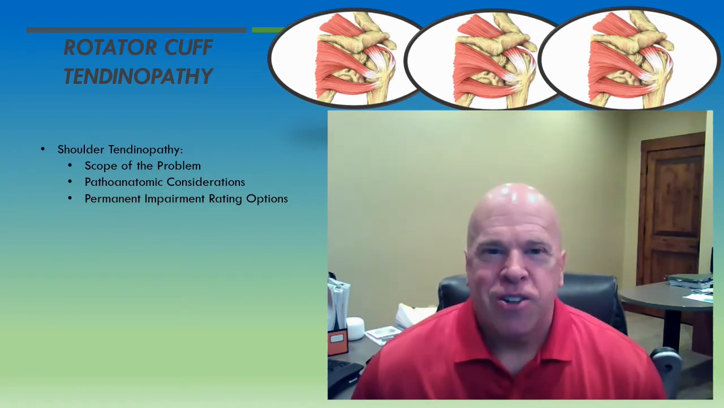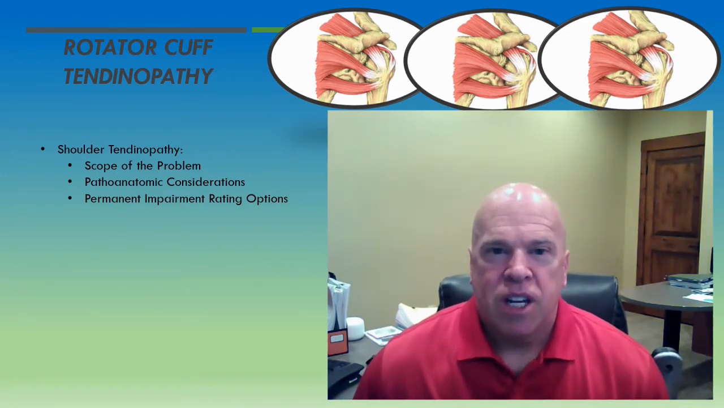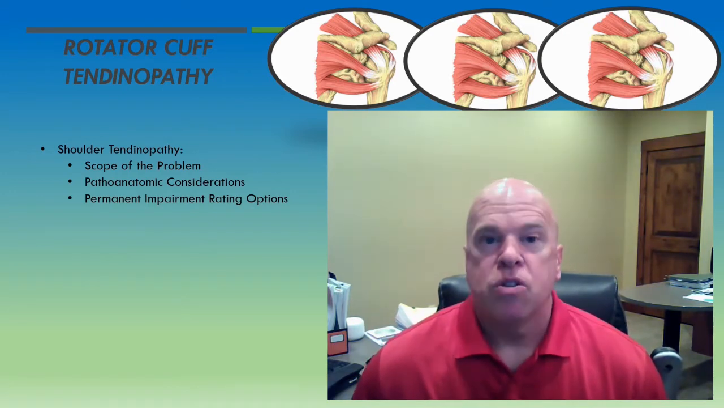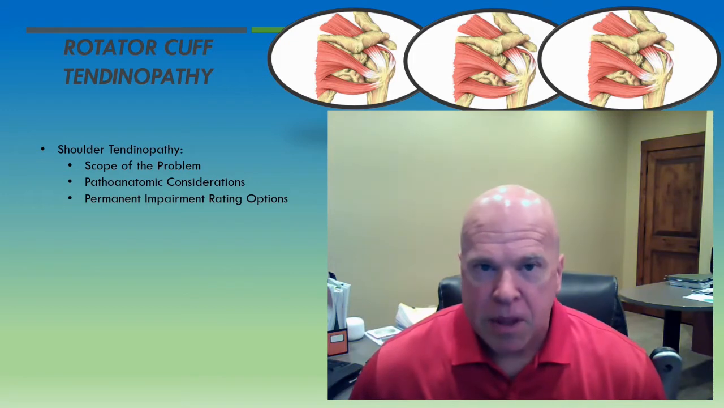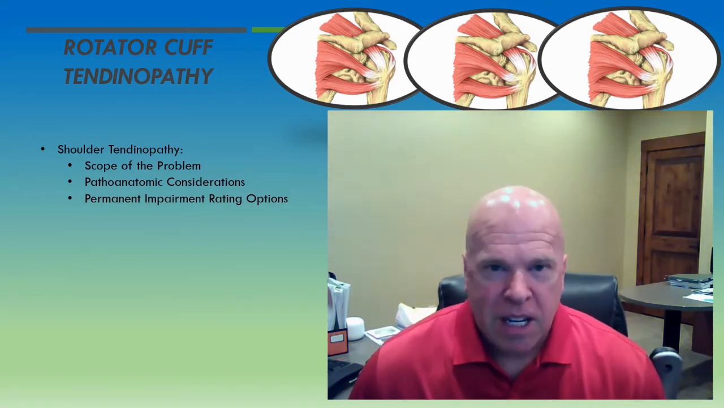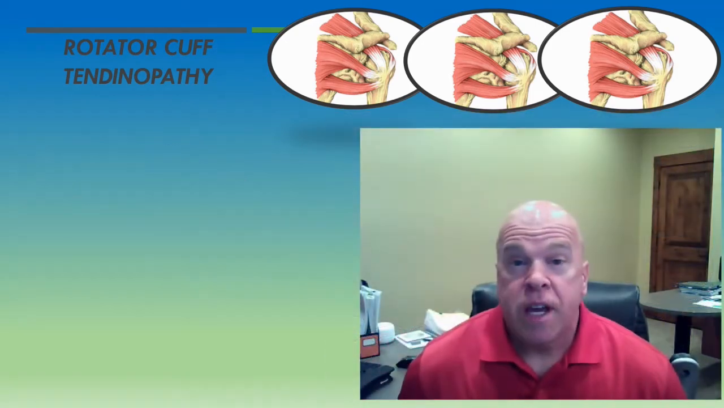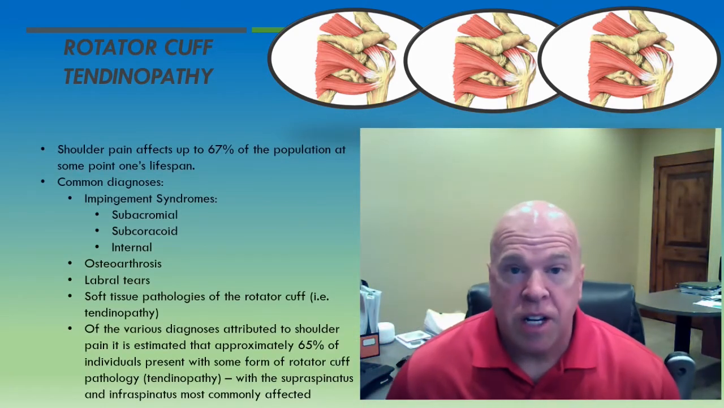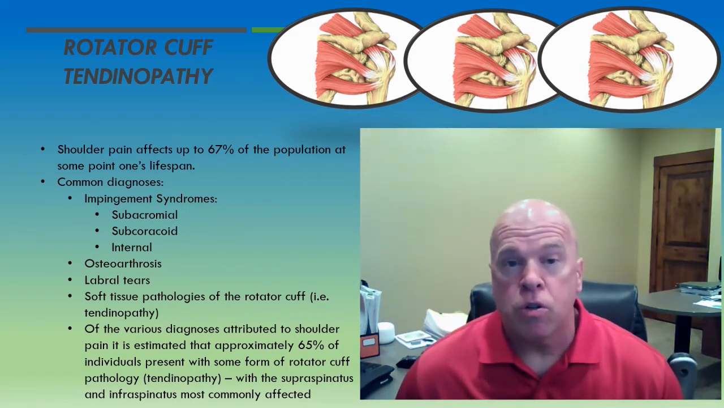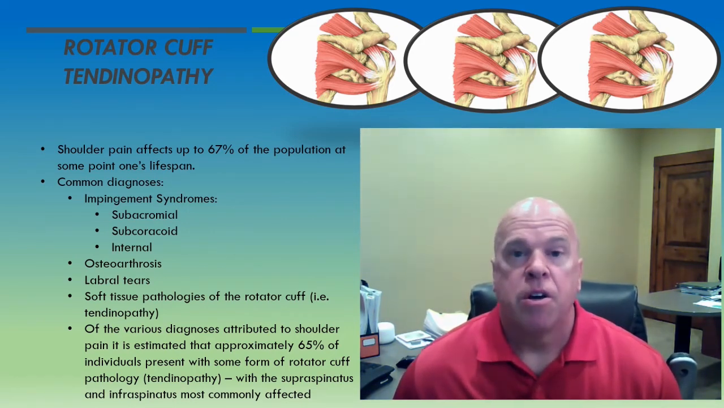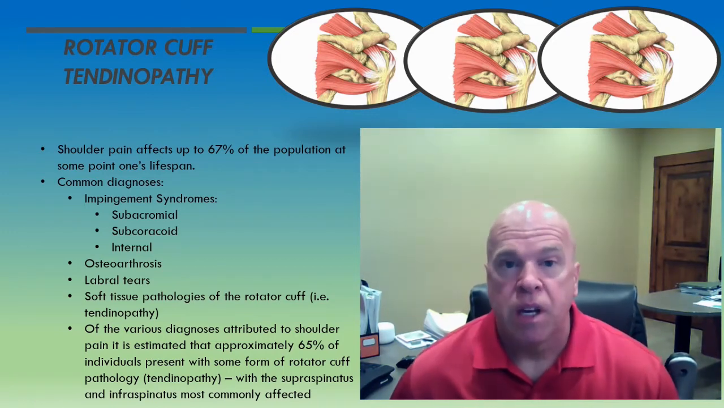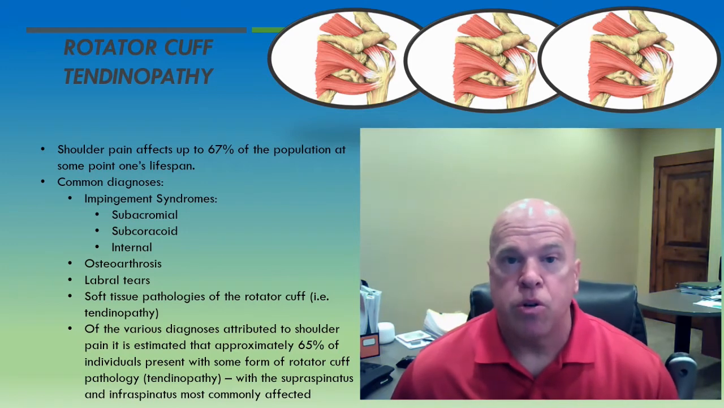Okay, so with that as our introduction, let's begin today's discussion, which has to do with permanent impairment ratings for shoulder tendinopathy and specifically for rotator cuff tendinopathy conditions. Okay, so let's begin. Now, in today's discussion, I'm going to share with you two references, two research studies that discuss rotator cuff tendinopathy conditions in the industrial setting, and I'll share those references with you in just a minute.